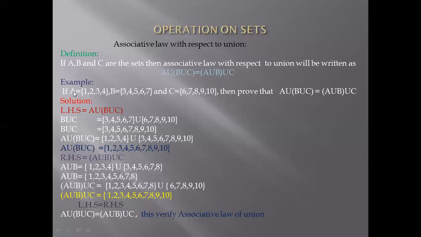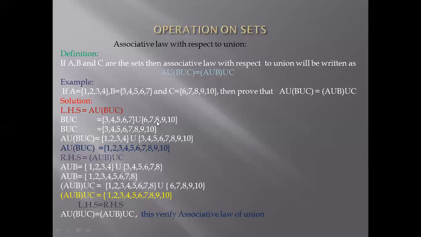With the same procedure, first we take the left hand side and then we take the right hand side. But the difference is that first we find the operation of the brackets. I mean, first we find B union C. After taking the union with this, we take the union with A. Now B is given 3, 4, 5, 6, 7 and C is 6, 7, 8, 9, 10.